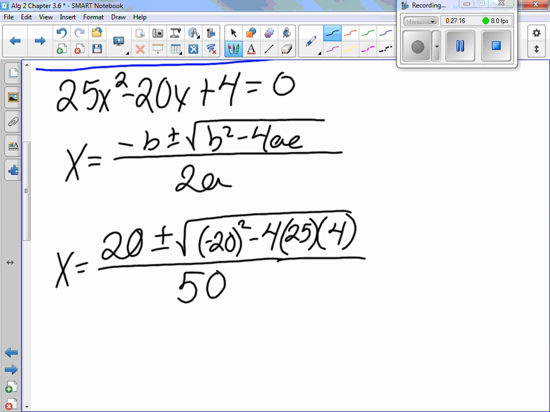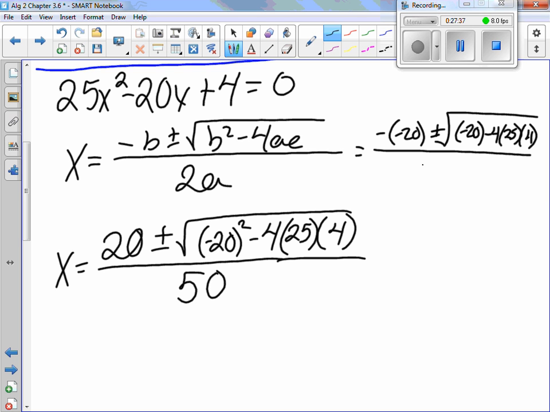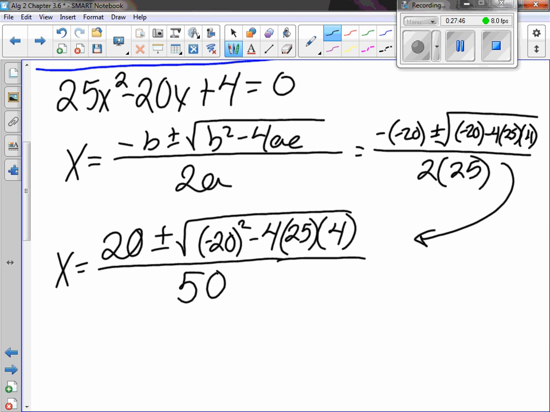50. Now, if you want to or need to write out 2 times 25 first and then simplify it, do it. Because if you need this to be set up as negative 20 plus or minus the square root of negative 20 minus 4 times 25 times 4 all over 2 times 25, and then go to this here, that's fine. There's nothing wrong with doing that in-between step. And if you need that in-between step, do it. Because if it helps, do it.